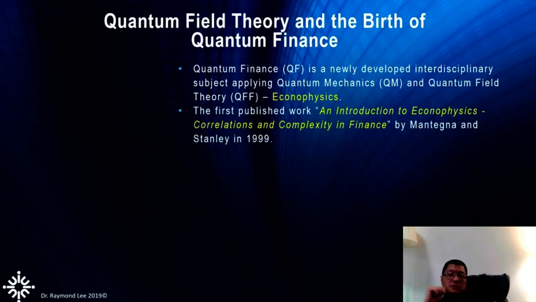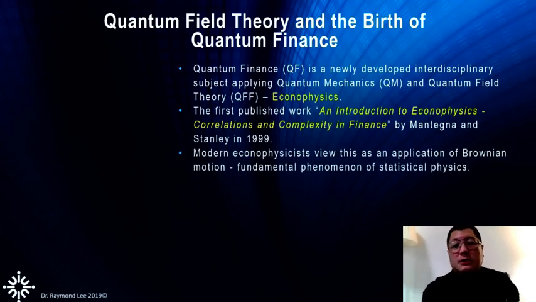So the first published book, An Introduction to Econophysics: Correlation and Complexity in Finance, came out in 1999. So it's long, long ago, just 20 years before, right? It's the time I wrote my first book, e-commerce, because my e-commerce book was published in the year 2000. And we started writing the book in 1999, something like this, okay? At the same time, almost.